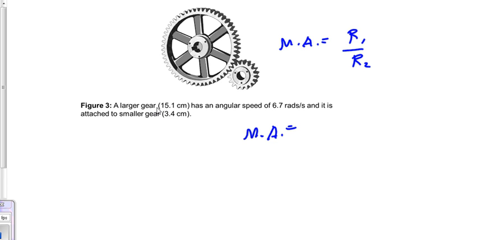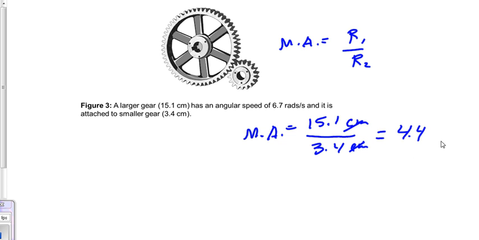see the larger gear has a 15.1 centimeter radius, so I'll go 15.1 centimeters, and we'll divide that by the smaller radius, which is 3.4 centimeters. Of course, the centimeters are a ratio, so they will cross off. Okay, and the mechanical advantage then is 4.4.